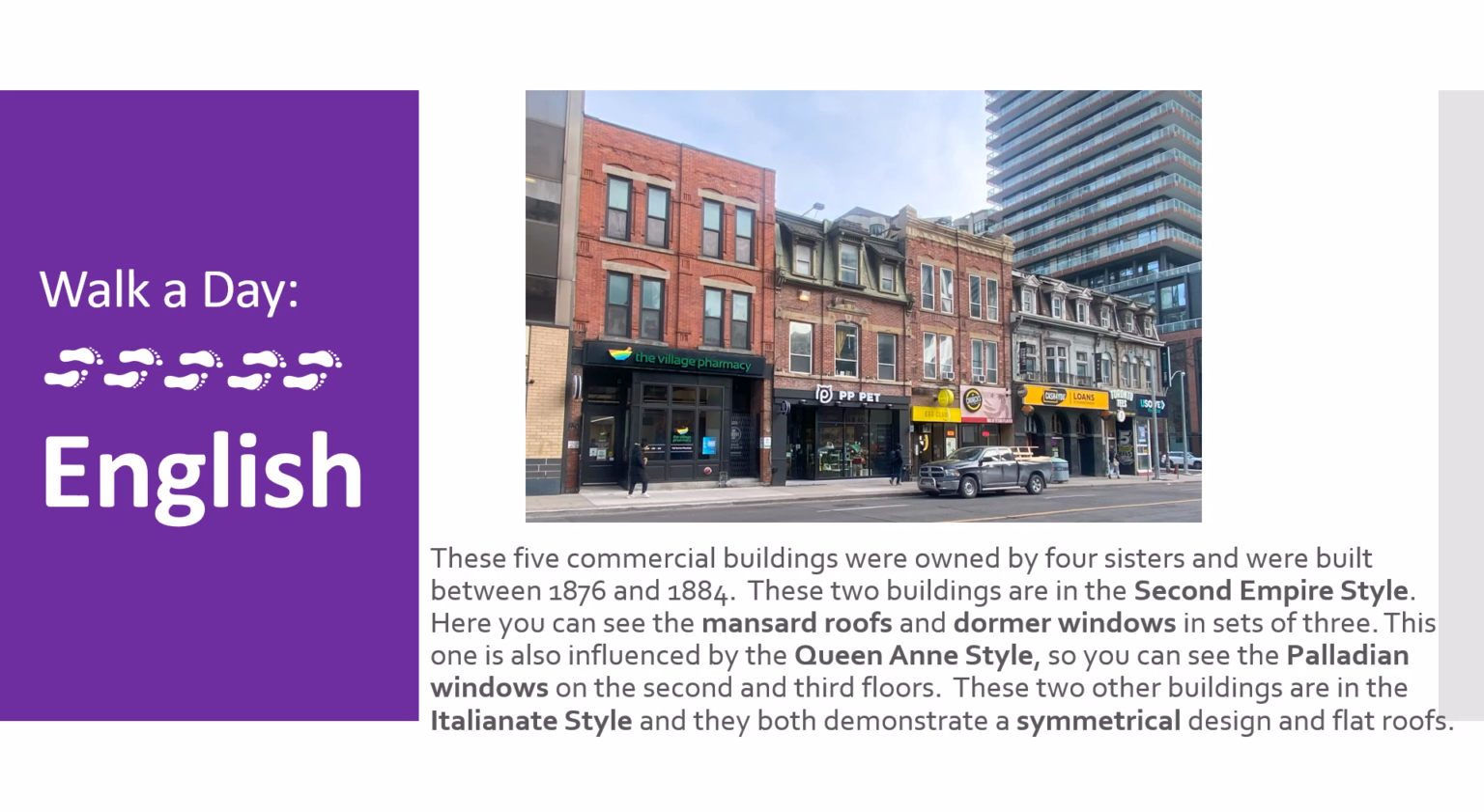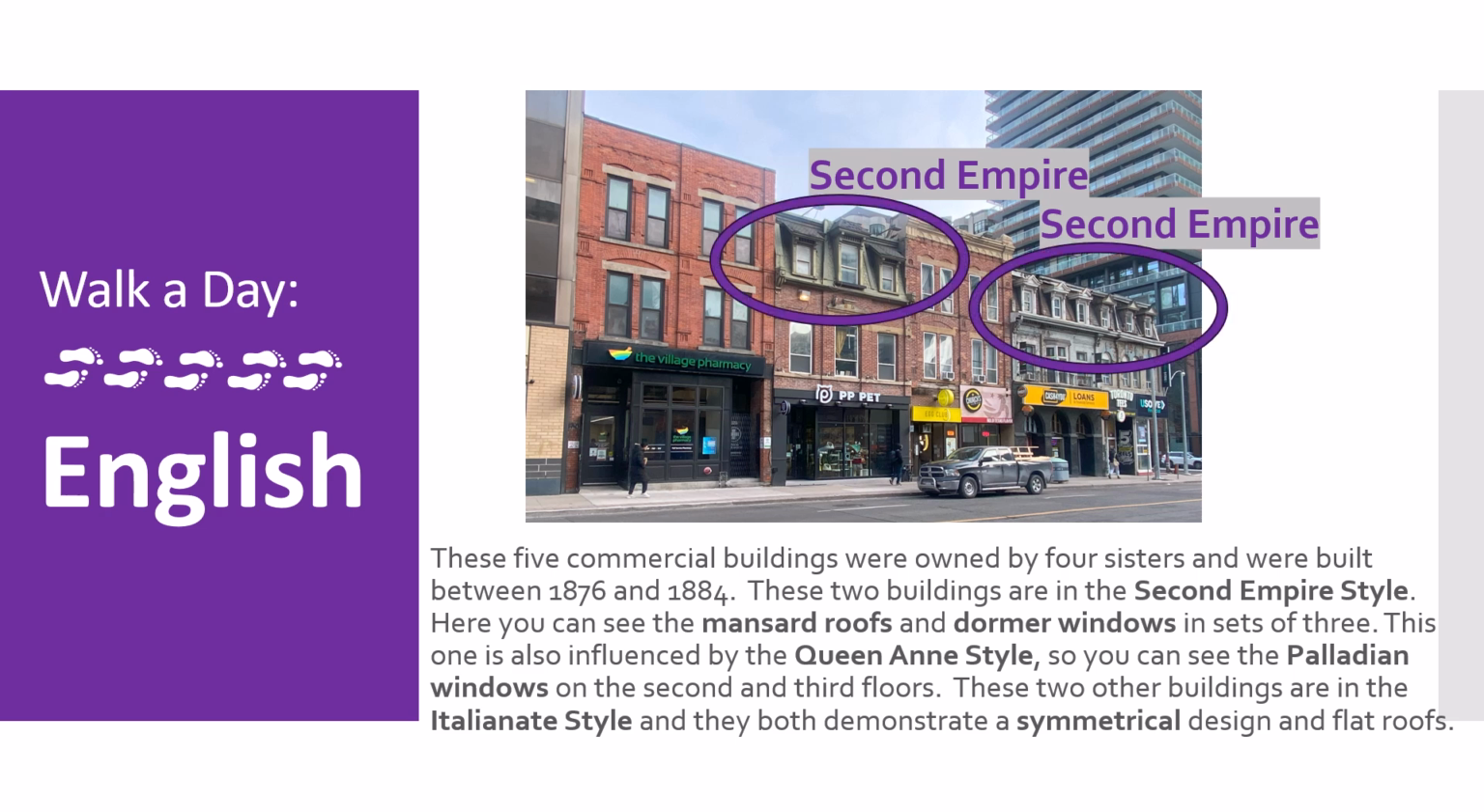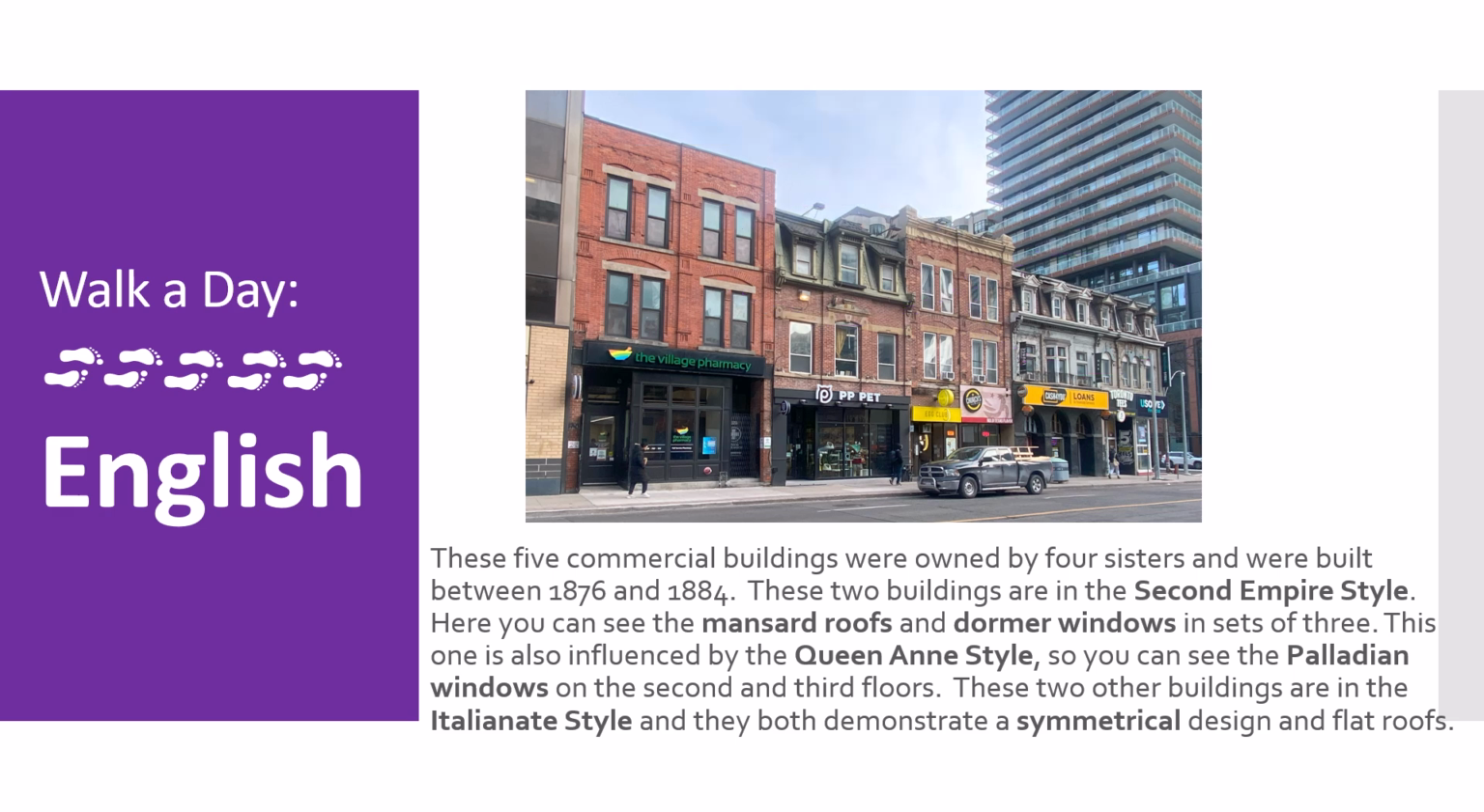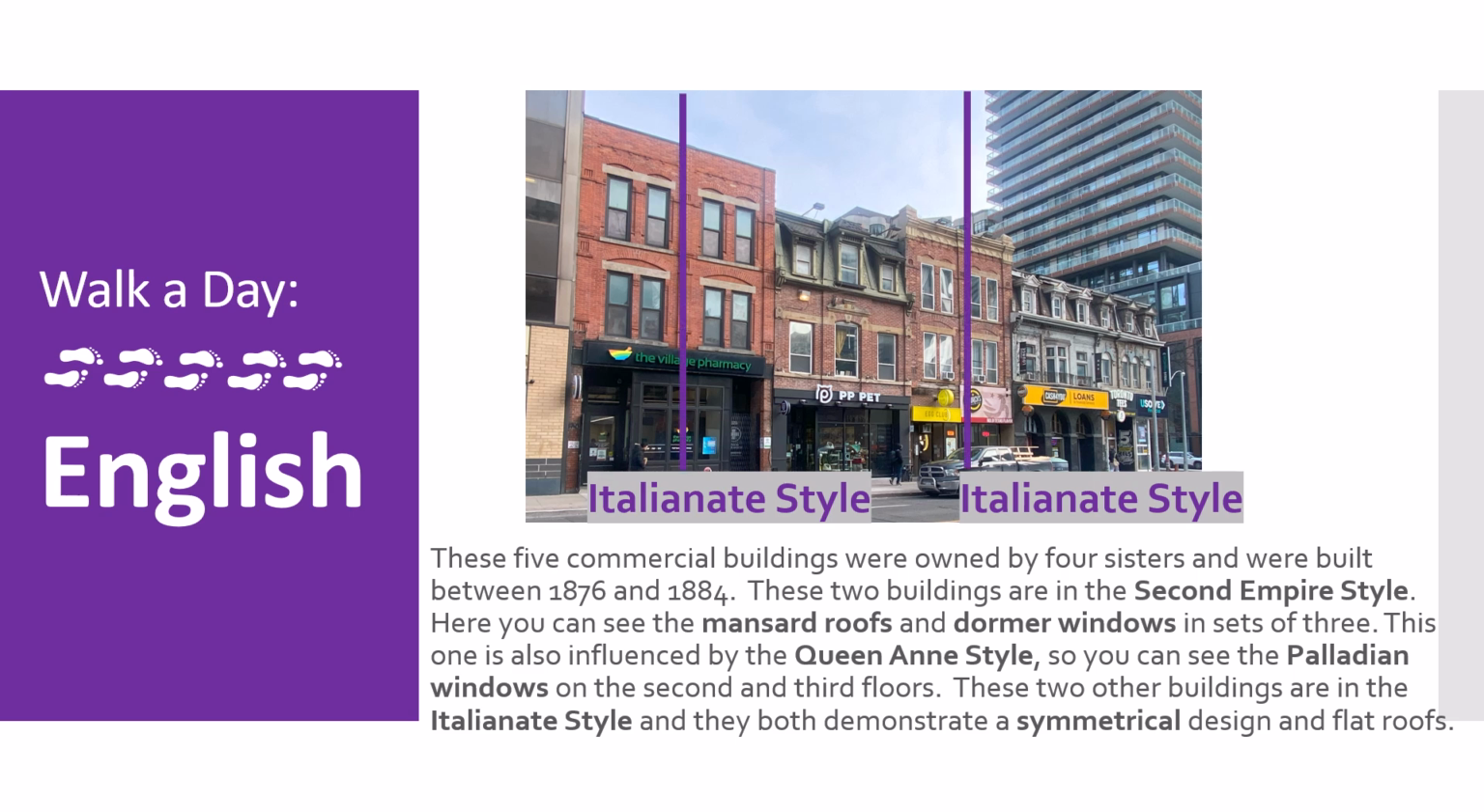These five commercial buildings were owned by four sisters and were built between 1876 and 1884. These two buildings are in the Second Empire style. Here you can see the mansard roofs and the dormer windows in sets of three. This one is also influenced by the Queen Anne style. So you can see the Palladian windows on the second and third floors. These two other buildings are in the Italianate style, and they both demonstrate a symmetrical design and flat roofs.